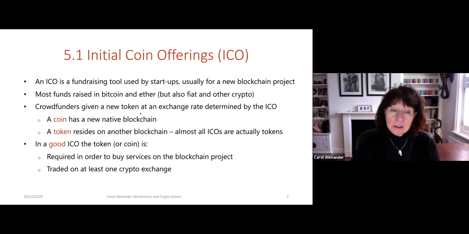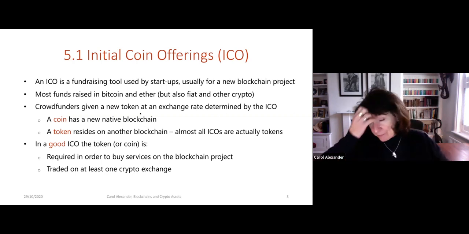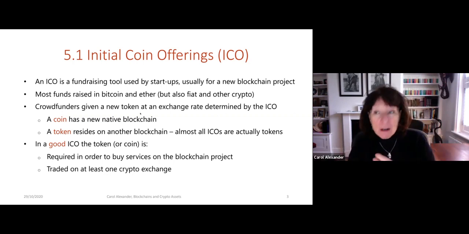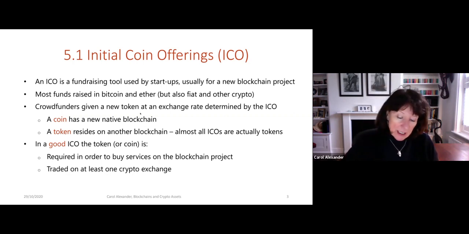And in a good ICO, the token, usually it's a token, is needed in order to buy the services for this blockchain product. And also, usually, there is a secondary market for them so that you can trade your new token, whatever it's called, on a crypto exchange. Right, so that's what they are.